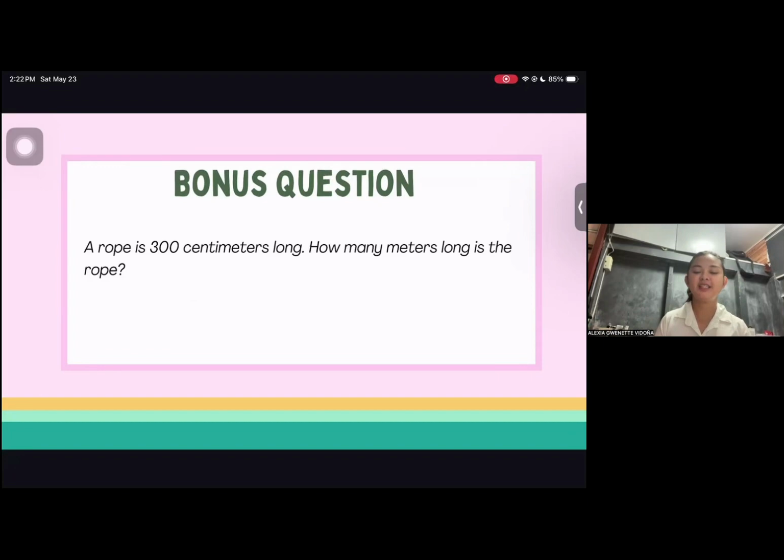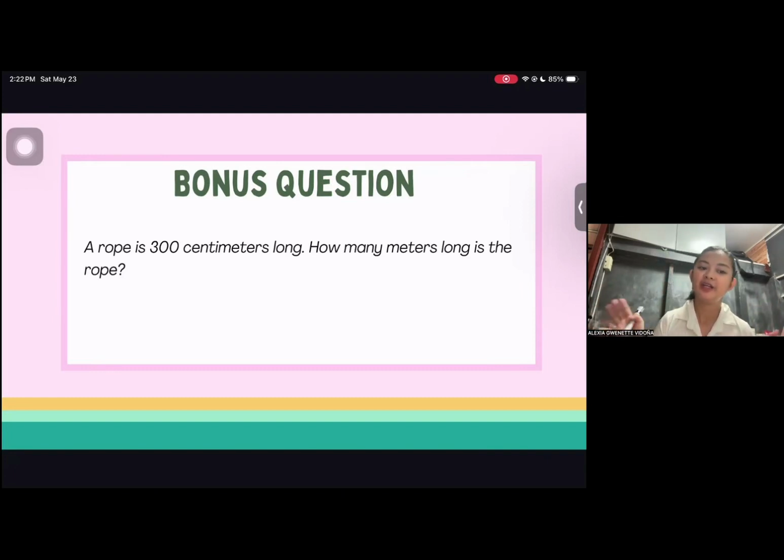Now, let us answer this bonus question. A rope is 300 centimeters long. How many meters long is the rope? Very good. Since 100 centimeters is equal to 1 meter, we divide 300 by 100. So therefore, the rope is 3 meters long. Do you have question? Clarification?